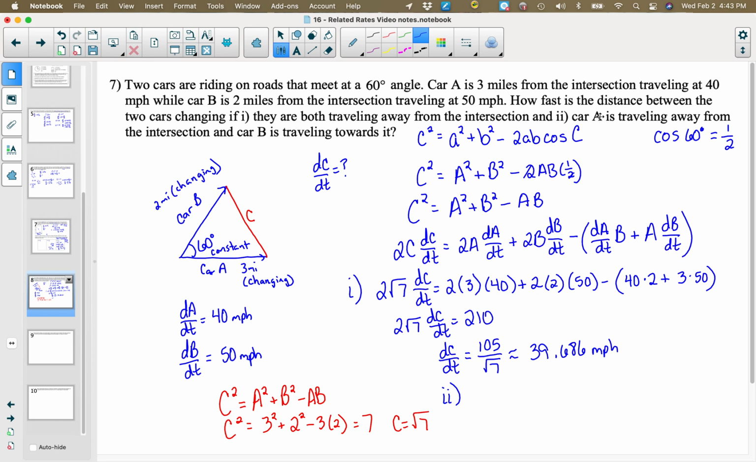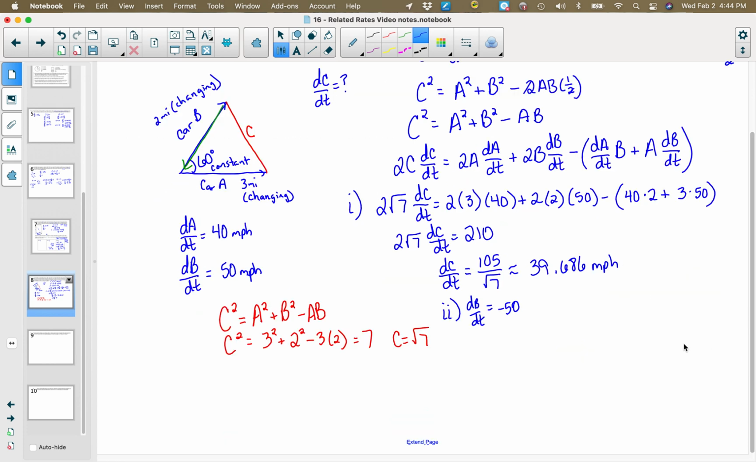And in this one, the question says, now also find dC/dt if car A is traveling away from the intersection and car B is traveling towards it. So car A is still traveling the same way, but now car B is traveling this way instead. So we have to think about how that reflects in our information. What that's going to change is my rate of change for car B. So dB/dt is now going to be negative 50. dB/dt is negative 50, but everything else is going to be the same.